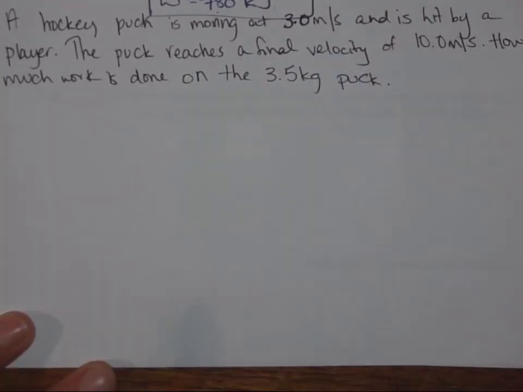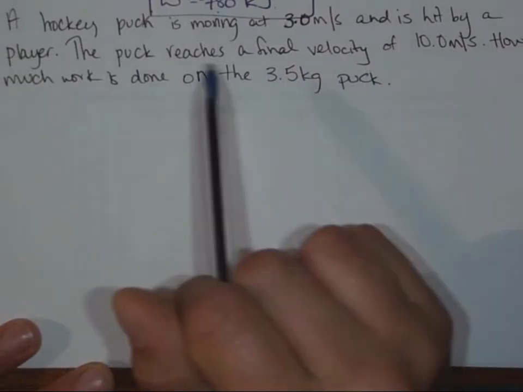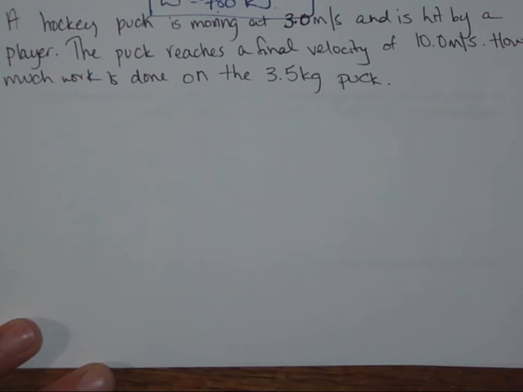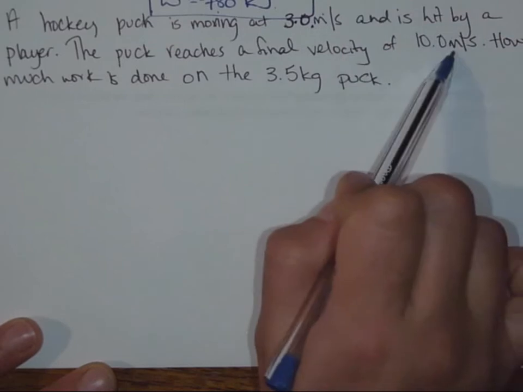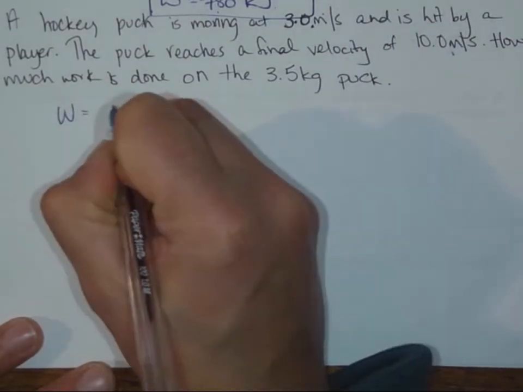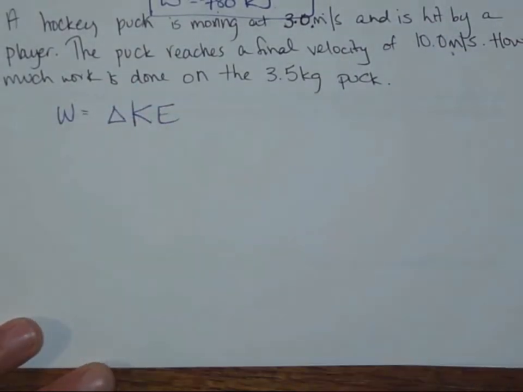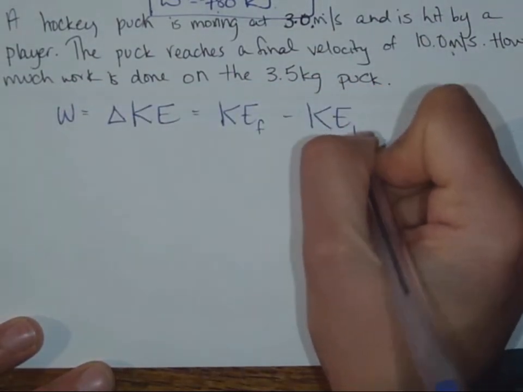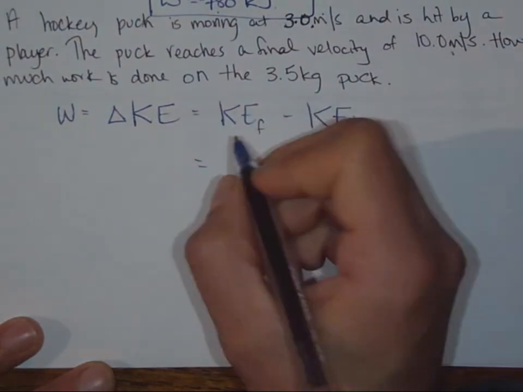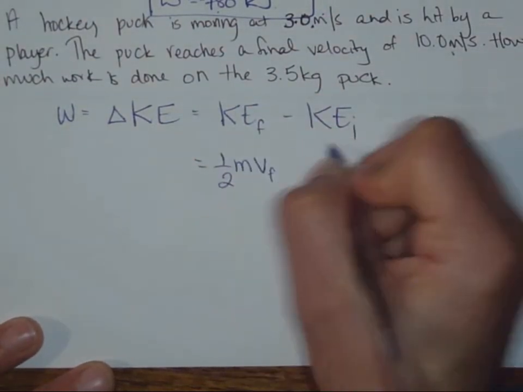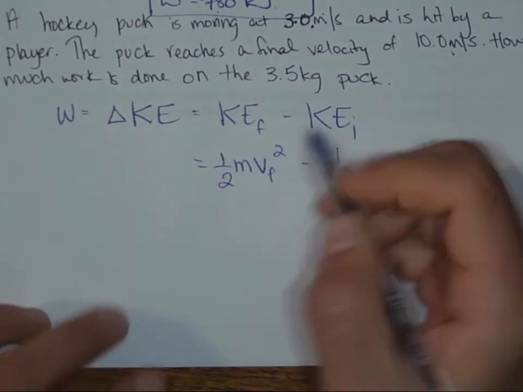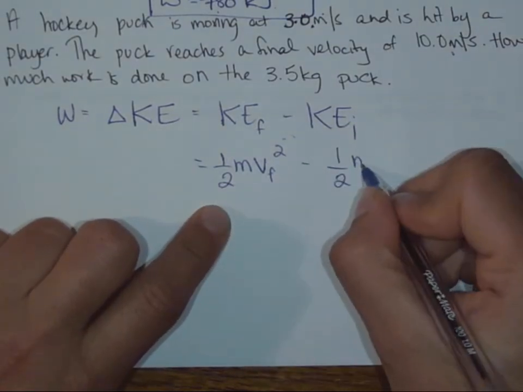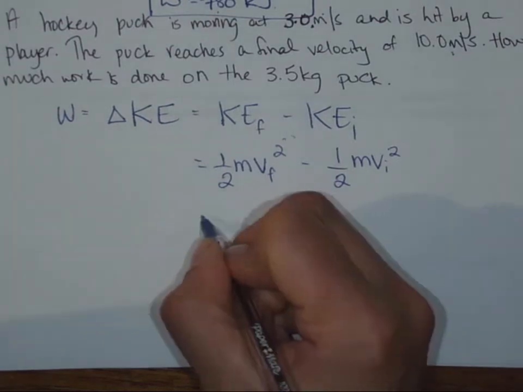So, a hockey puck is moving at 3 meters per second and is hit by a player. The puck reaches a final velocity of 10 meters per second. How much work is done on the 3.5 kilogram puck? So in this case, again, we have a change in speed, which means the work being done is resulting in a change in the kinetic energy, which is the final kinetic energy minus the initial kinetic energy. And so if I broke that down, I would have my final kinetic energy minus my initial kinetic energy.